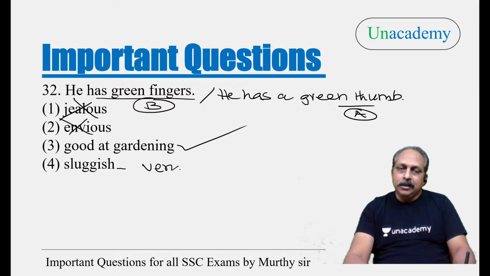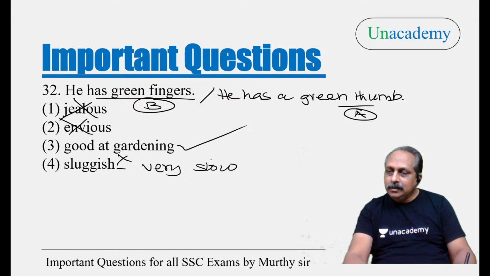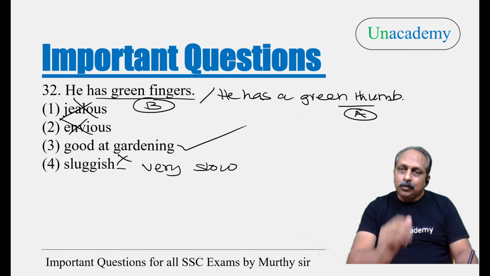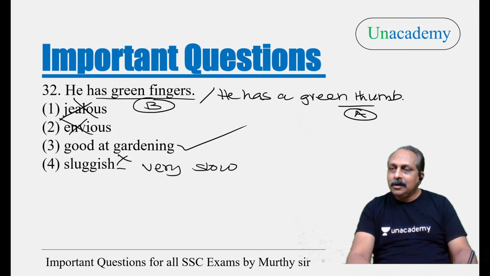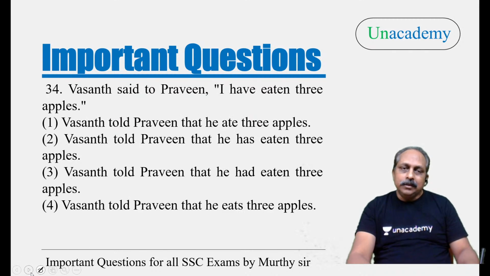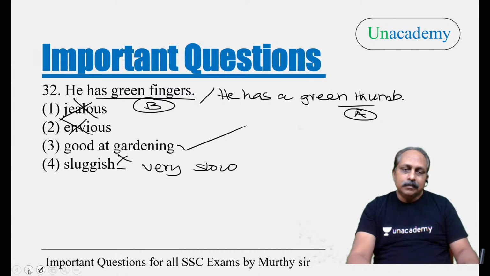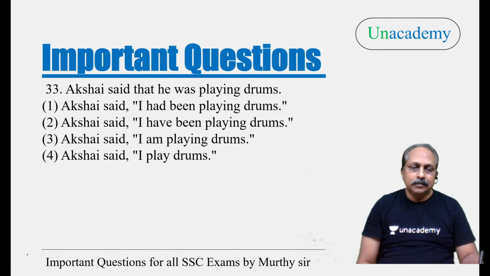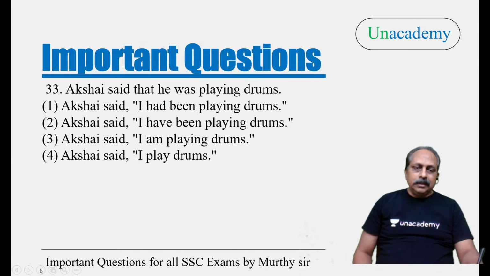Sluggish means very slow. What is the answer? Good at gardening. Someone is good at gardening. Then you say he has green fingers, British English. He has a green thumb, that is American English. Looks like usually you guys get it right, idioms. But this one, except Venkat, Kiran, others haven't got it right. No problem. Do remember, it goes with everyday English. Everyday English, we say that. I think we did 32, now 33.